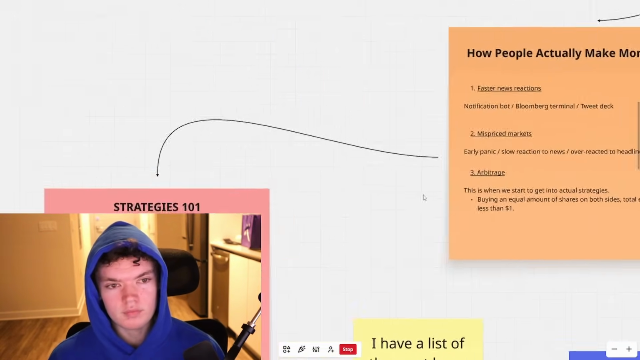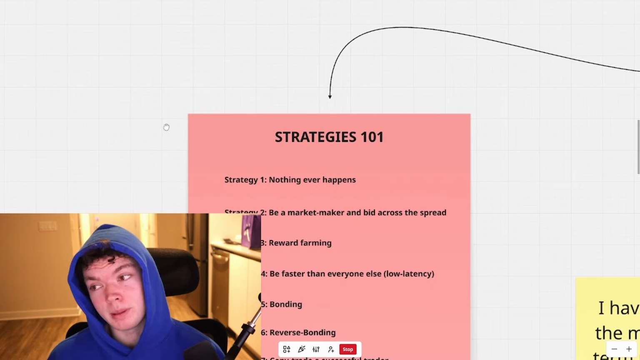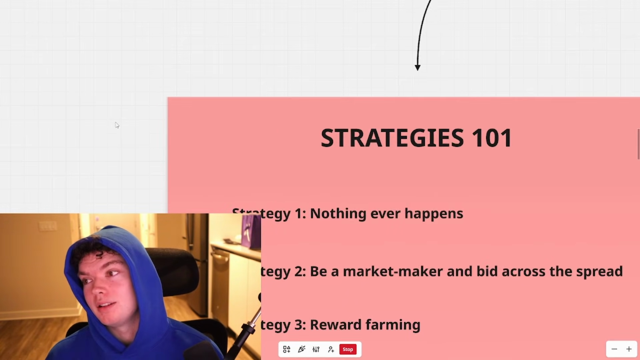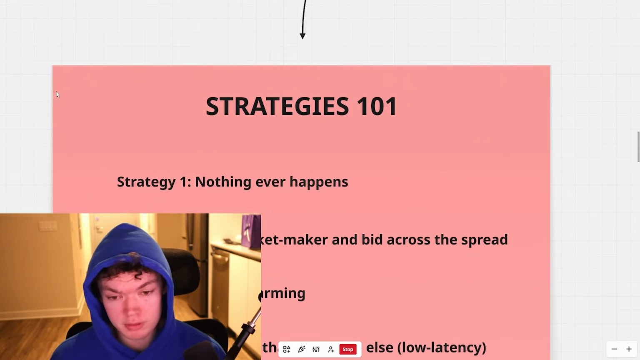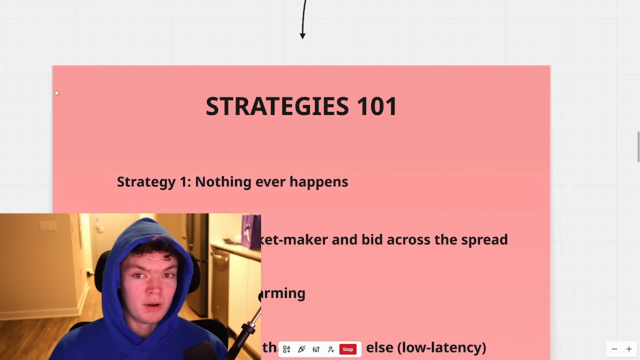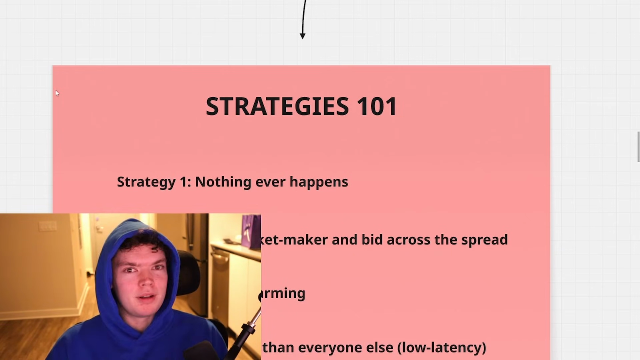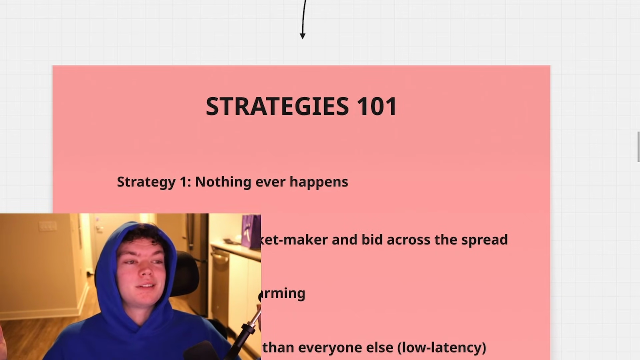Okay. So strategies 101. Strategy 1, which is a very good one for beginners, very good one for anyone. Nothing ever happens. Okay. This is a strategy where you take no on everything. You choose no. Will the United States invade Venezuela? No. Will this happen? No. Will this happen? No. Why? Because nothing ever happens. That's just the truth.